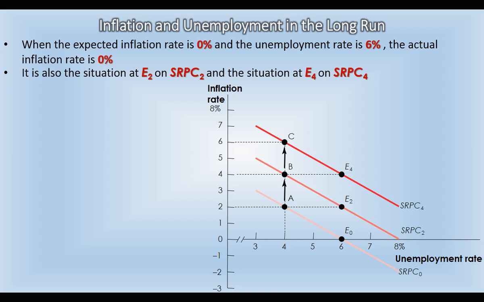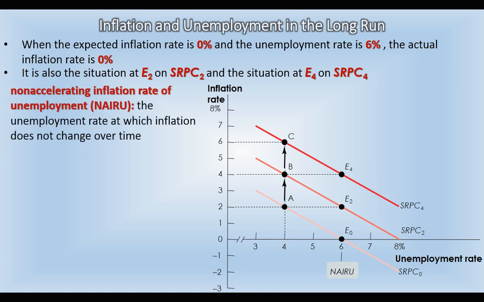It's also the situation at E2 on the short-run Phillips curve 2 and the situation at E4 on the short-run Phillips curve 4. So what these points represent is a level of unemployment which we call the non-accelerating inflation rate of unemployment, which we can use the acronym NAIRU to sum it up. So the non-accelerating inflation rate of unemployment is the unemployment rate at which inflation does not change over time.